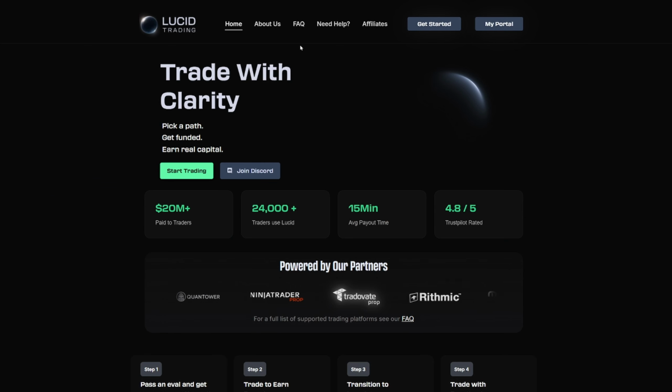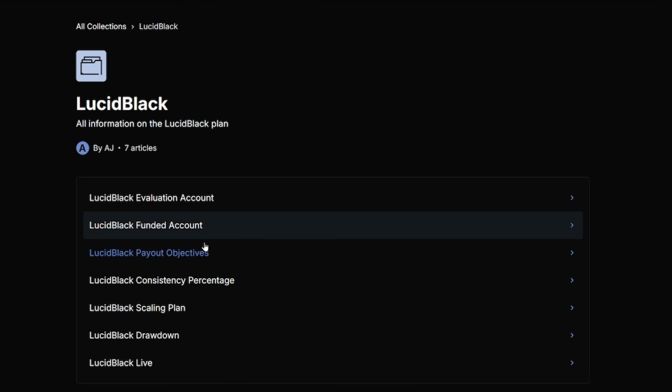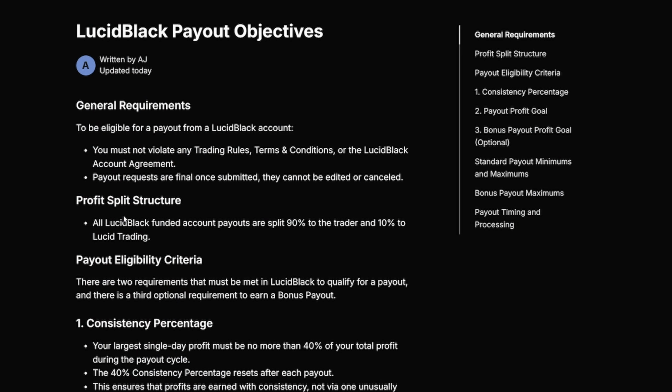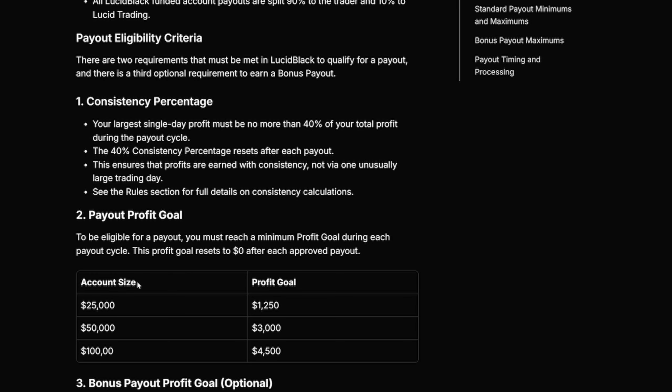And if we come right over here and we select the FAQ, and then come under Lucid Black, and we want to go ahead and look at payout objectives. Now, when we come down here, we can scroll down just a little bit. We have the 40% consistency rule, which we already talked about. Our profit objective, well, if you have a 50K account, it's going to be $3,000. 25K account, $1,250, and 100K account will be $4,500.